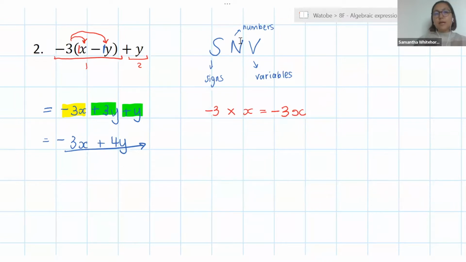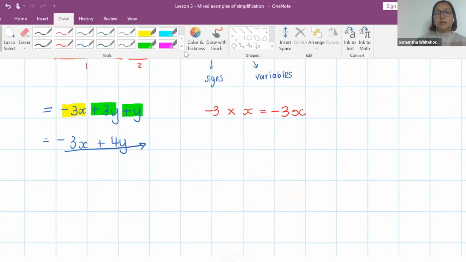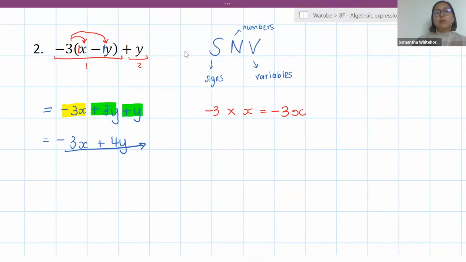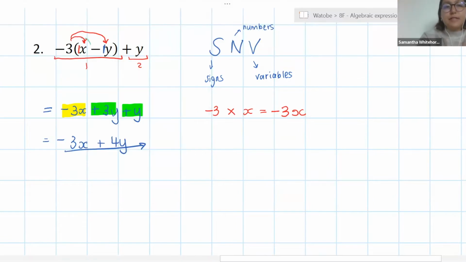So what we need to be careful of is that inside the brackets, we actually have 2 terms. I can't just put them together. This x and this -y are 2 separate terms. So I can't combine them because they're not like terms, which means I can't add or subtract them. They're not being multiplied, so I can't get xy. So they have to stay separate terms, which is why I've got the -3x and then separately the +3y. Does that make sense? Yes, thanks. Okay, cool.